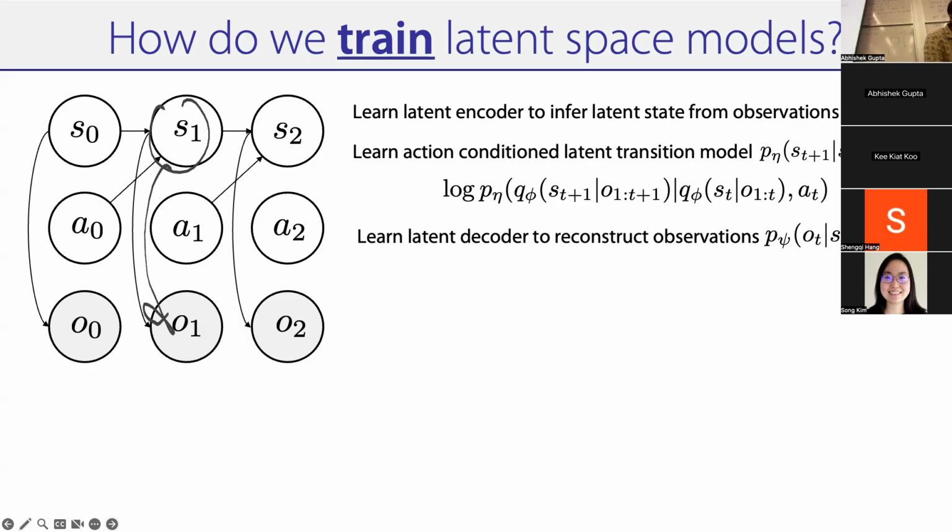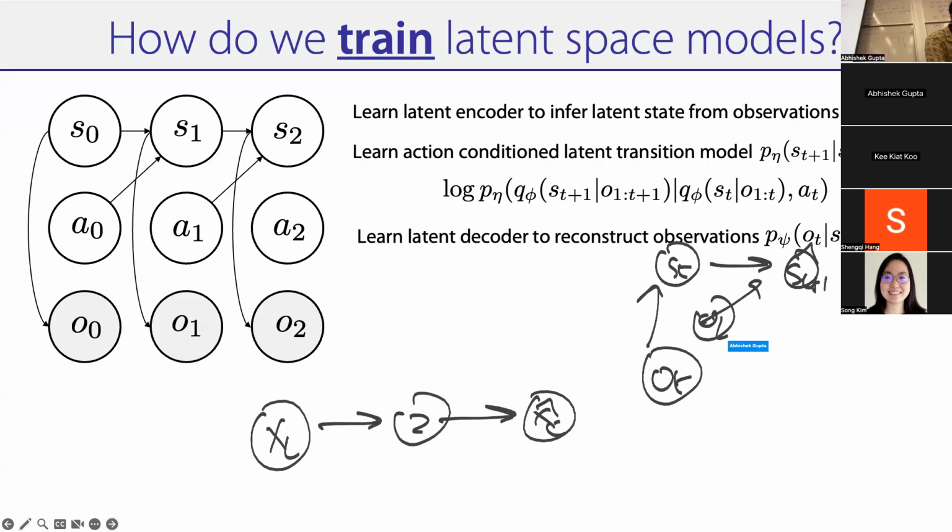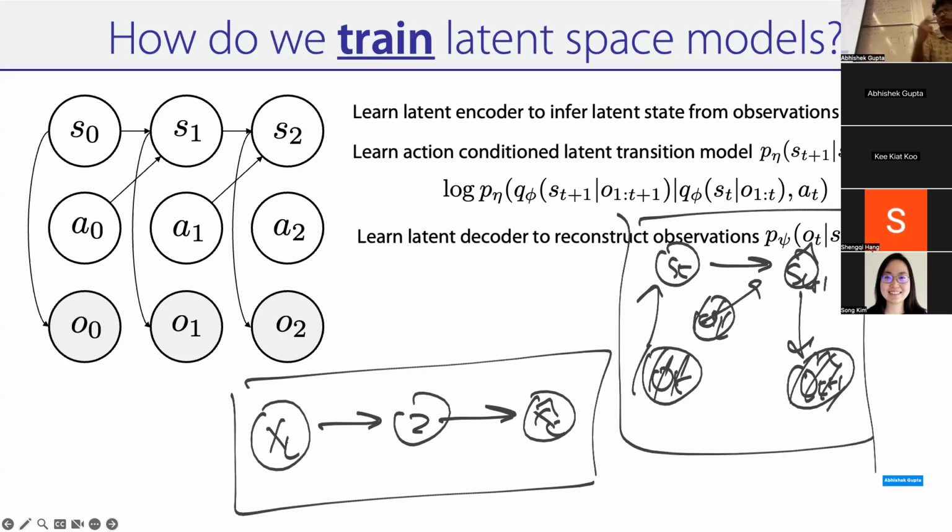You can think of it like in a variational autoencoder, where you go from XT to Z back to XT hat. In a latent space model, you go from OT to ST, ST to ST plus 1 hat, given AT, and then you go back down to OT plus 1 hat. So the grounding signal is the observations. You can't predict nonsense. This is just for one time step, so you can think of this as a variational autoencoder for two time steps.